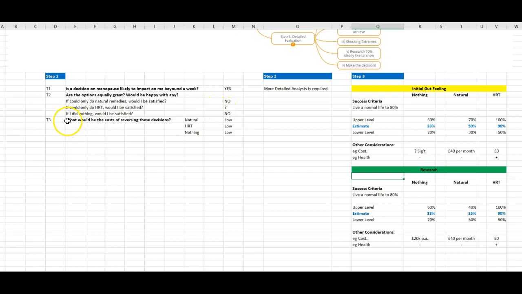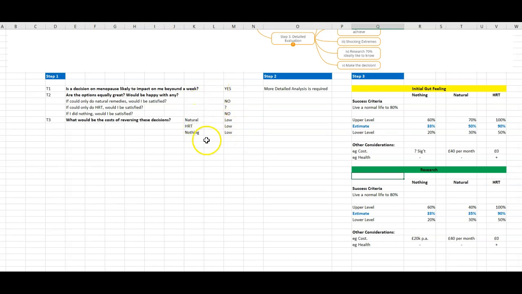The next test is what would be the costs of reversing these decisions. So if I do nothing, the costs of reversal are low. If I go on HRT, the costs of reversal are low, and if I go through natural remedies, they're low. So that would suggest it's not a critical decision in terms of risk and reversal.